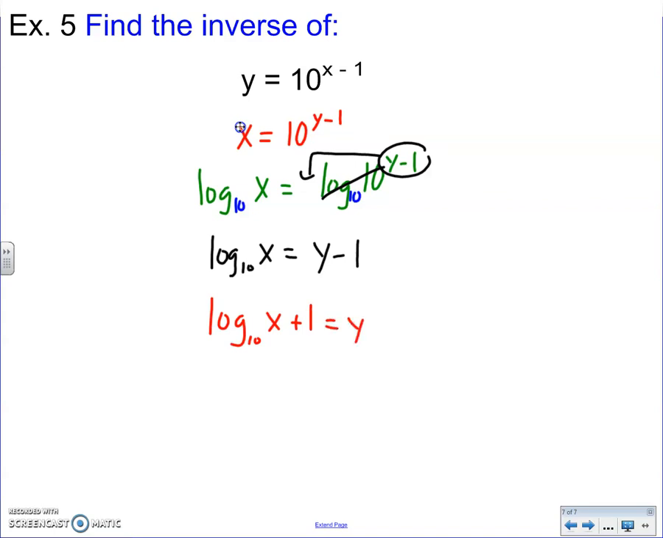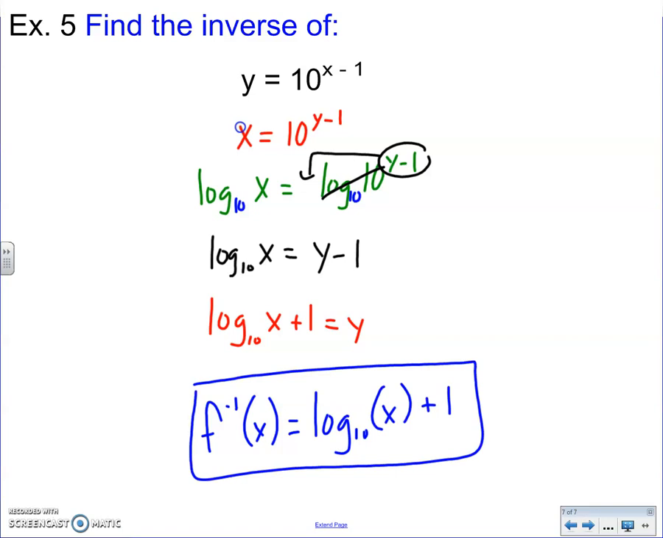Alright, so now I'll write it with the f inverse. So the inverse is log base 10 of x and then plus 1 on the outside. So notice the inverse of an exponential equation is indeed a logarithmic equation.